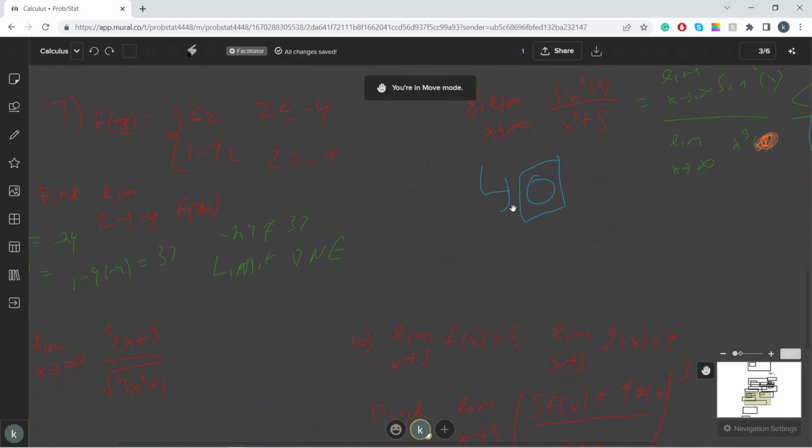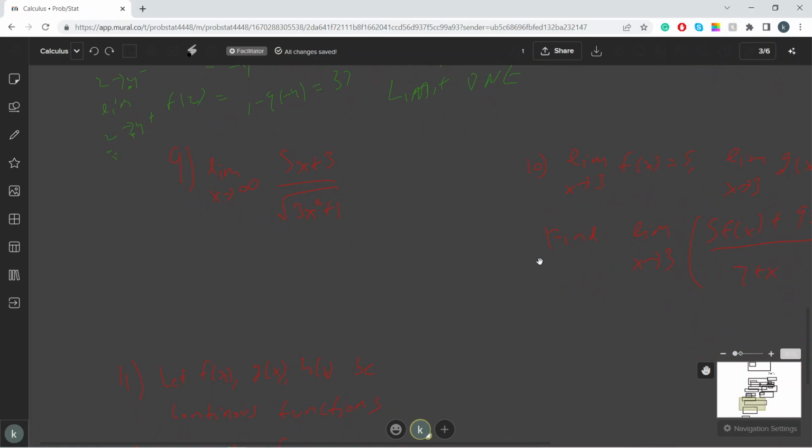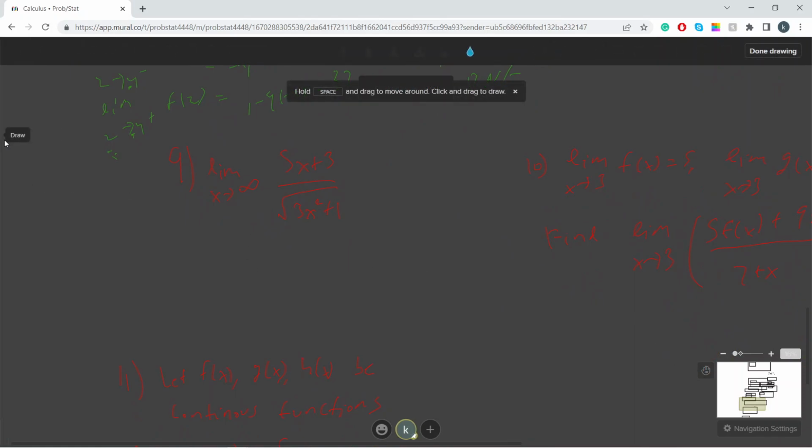So let's move on to problem number 9. Problem number 9 is one where we have to be a little careful. We do have to use similar principles to number 8, but let's go through it step by step. We want to find the limit as x approaches infinity of 5x plus 3 over the square root of 3x squared plus 1. The 3x squared plus 1 is all under the square root.